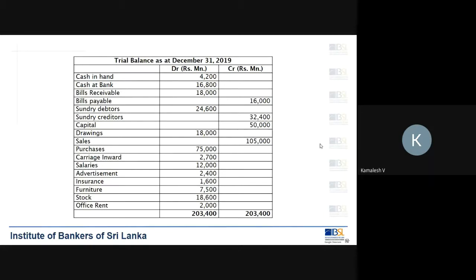Very important, you have to see what is the currency denomination for this trial balance. Here they say rupees million, which is why I have put rupees million. So you have to be very careful with regard to the currency denomination that they have used. Any questions?